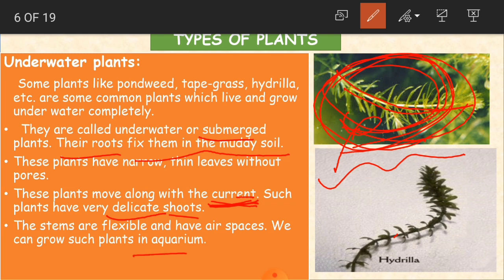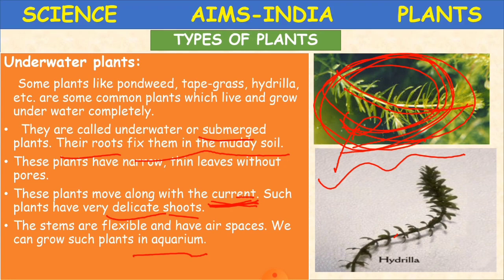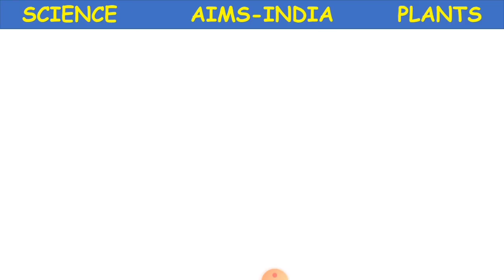So where can we grow this type of plants, children? In an aquarium. If you have an aquarium in your home, or if you go to any aquarium shop, you can see such plants in the aquariums, because these are underwater plants. So they grow along with fishes and some other animals which are there in the water. Okay, so these are underwater plants, children. Clear? Hope you all have understood.